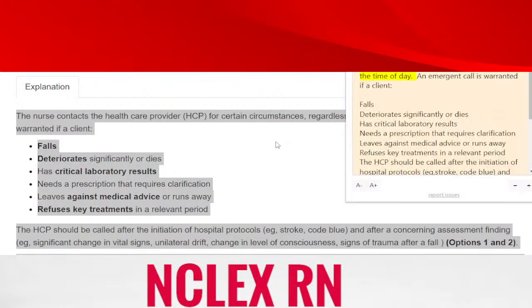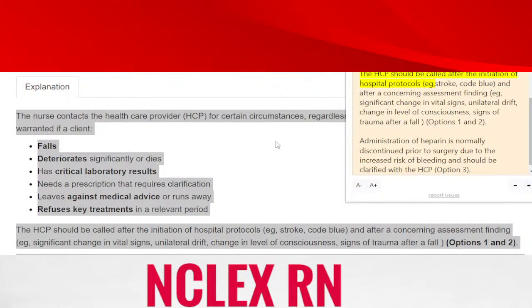The nurse contacts the healthcare provider, HCP, for certain circumstances, regardless of the time of day. An emergent call is warranted if a client falls, deteriorates significantly, or dies, has critical laboratory results, needs a prescription that requires clarification, leaves against medical advice, or runs away, refuses key treatments in a relevant period.